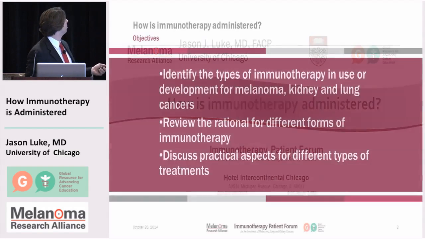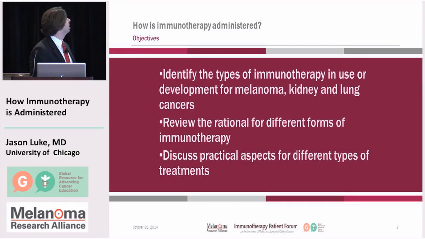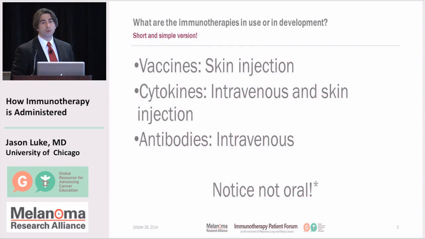So for my talk today, we're going to try to cover three things. We're going to try to identify the types of immunotherapy that are in use and in development for melanoma, kidney, and lung cancers. We're going to review the rationale for these different kinds of immunotherapy and discuss the practical aspects of these different types of treatments. So the long and the short is, here's the answer. I can sit down now, but we'll go through it in more detail.